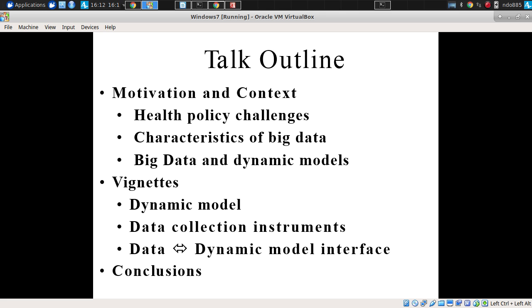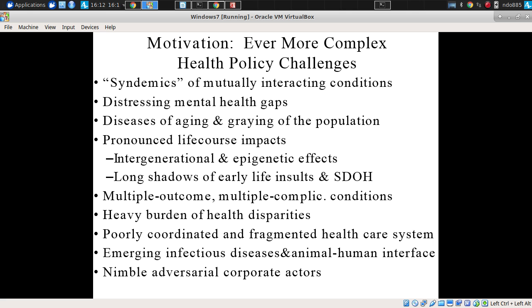I'll then try to leave you with some conclusions following what will no doubt for many of you be kind of a buzzing, blooming confusion of new concepts and ideas. So the motivation for this work that brings me here, and indeed wakes me up each morning, is our need, the urgency to confront ever more complex health policy challenges which our world faces.